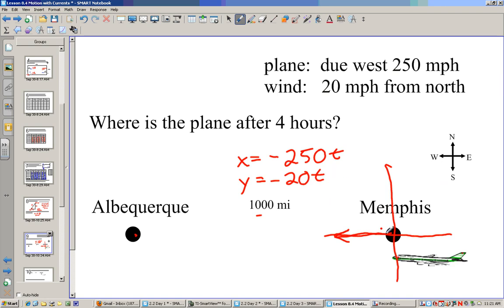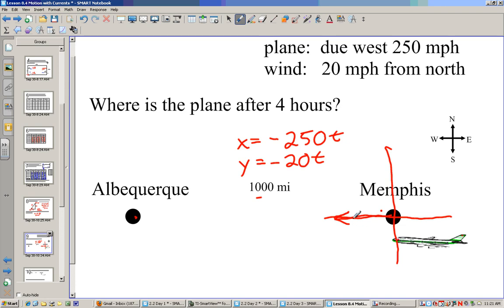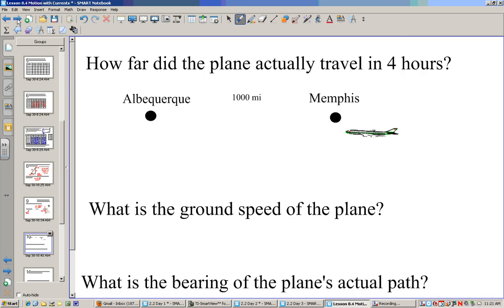So if I just decided to head straight west and not care about ever recorrecting and aiming towards Albuquerque, what would actually happen is in 4 hours, I would be 1,000 miles to the west, but I would be 80 miles, because 4 times 20 is 80, to the south. So I wouldn't hit Albuquerque if I just flew straight west.